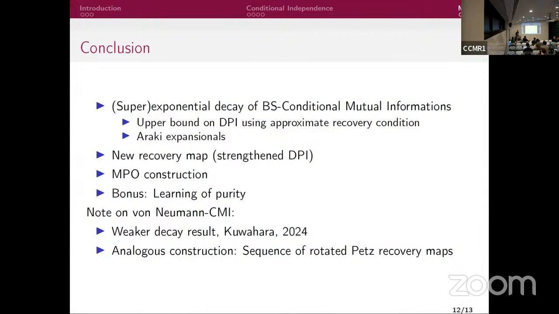So you mentioned learning of purity. The purity will typically be exponentially small. So what's the figure of merit you're using to recover? Is it like log of the purity? We wrote down the purity, but it would be a multiplicative approximation. Multiplicative approximation. Okay, thanks.